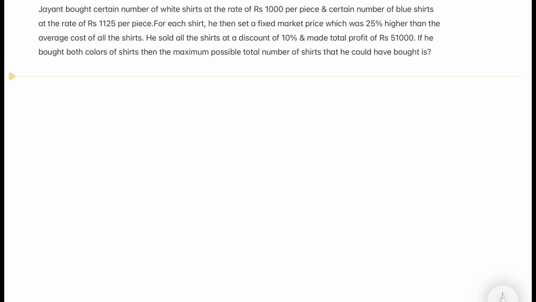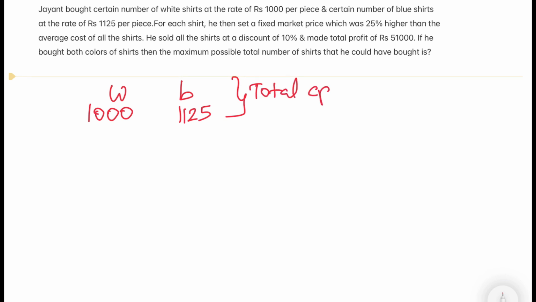Jayant bought certain number of white shirts at the rate of 1000 per piece and certain number of blue shirts at the rate of 1125 per piece. Let the number of white shirts be W and the blue shirts be B. The cost price per piece of the white shirts is 1000 and the blue shirts is 1125 per piece. So we can find out the total cost price. The total cost price will be 1000 into W plus 1125 into B. This is your overall cost price.